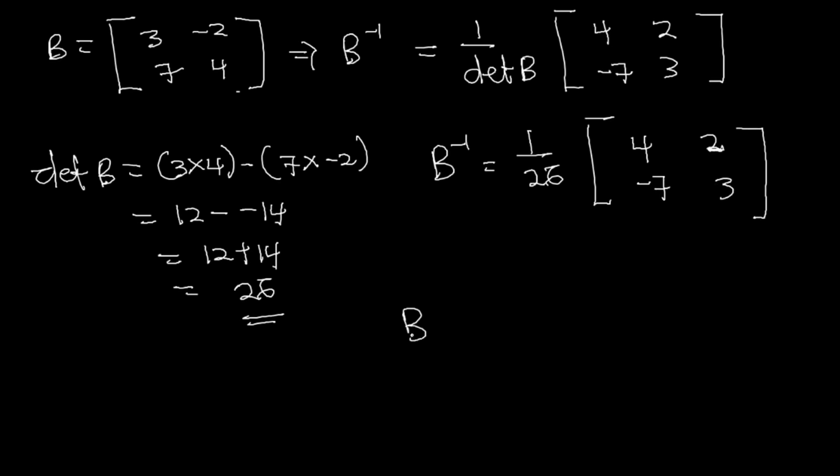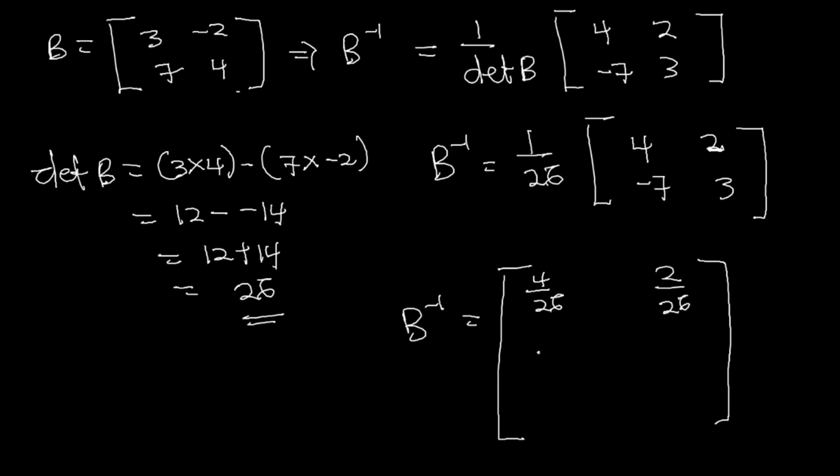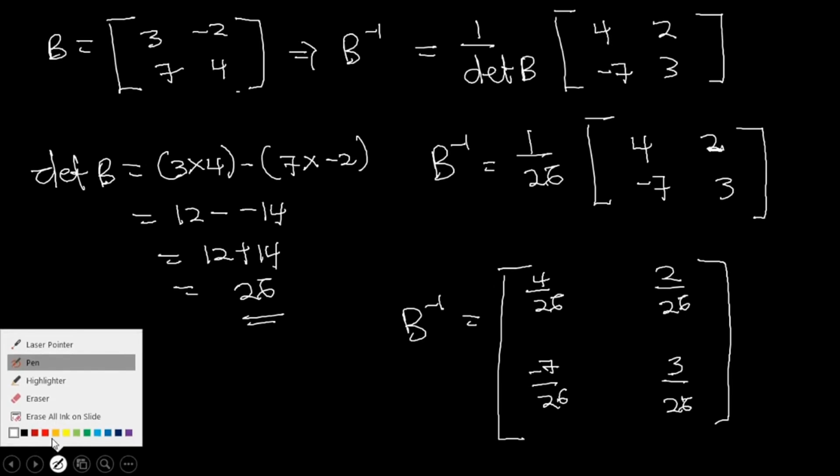Now if you multiply 1 on 26 by 4, we are going to get 4 on 26. If you multiply 1 on 26 by 2, we are going to get 2 on 26. If you multiply 1 on 26 by negative 7, we are going to get negative 7 on 26. And if we multiply 1 on 26 by 3, we are going to get 3 on 26. Now we can simplify this matrix.